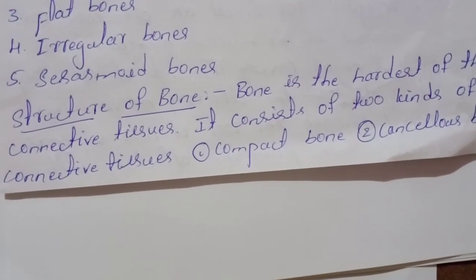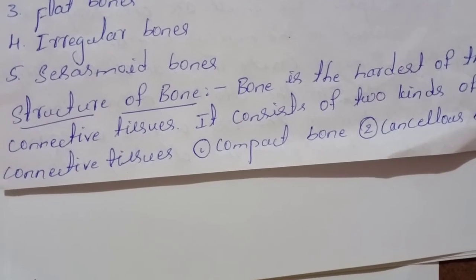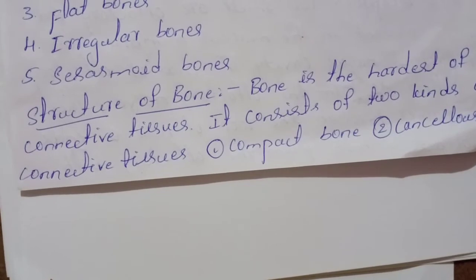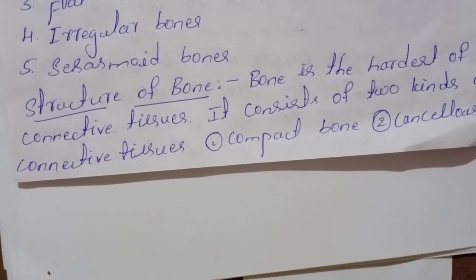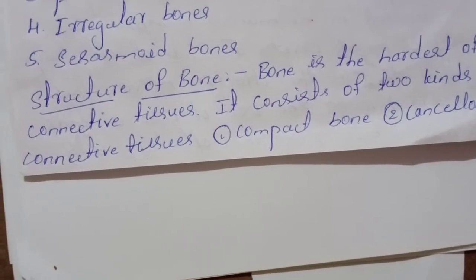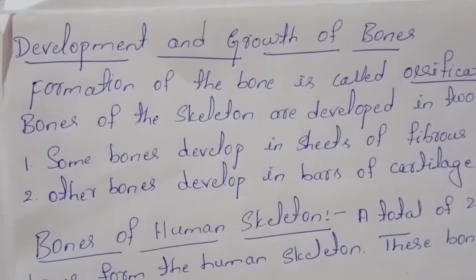Cancellous bone is spongy in appearance. It is found in the ends of long bones, in short bones, and in between the two layers of compact tissue of flat bones.